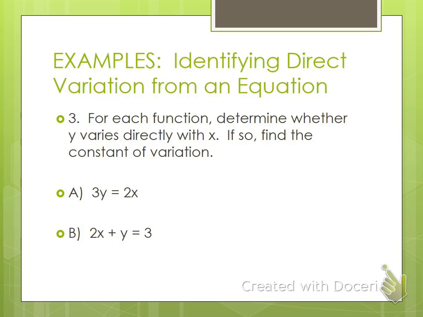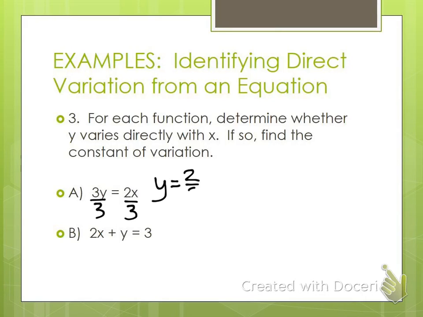All right, for 3, we are going to determine if y varies directly with x, and if so, identify the constant of variation. In order to do these, we need y to first be by itself, and then we can decide if it is a direct variation. Okay, so our first step, get y by itself. Nicholas, how would we get y by itself? Divide by 3. Very good. Divide both sides by 3.